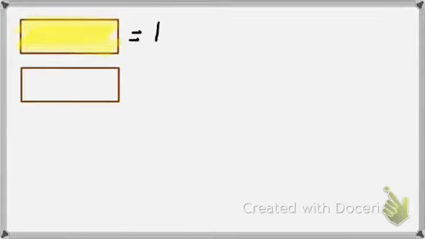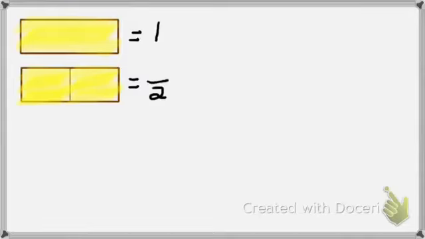Here I have one whole Hershey bar. I'll shade it in because I have the whole Hershey bar, so this equals 1 whole. Here I have a Hershey bar. I'm going to divide it into 2 pieces. I have both of those pieces. So how much of the Hershey bar do I have? Well, my denominator tells me how many pieces it takes to make a whole. How many pieces do I have to make a whole? 2. 2 pieces make this whole Hershey bar.